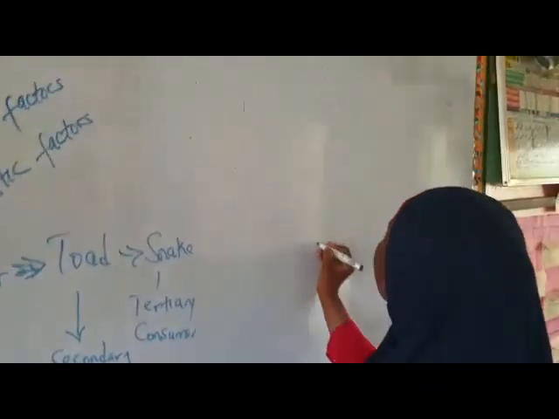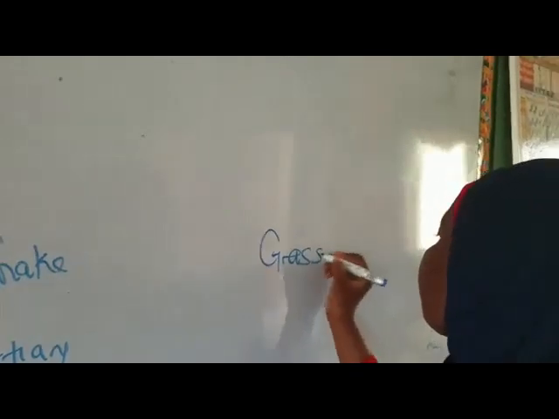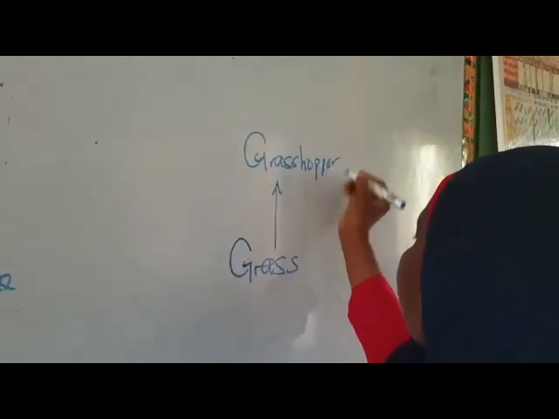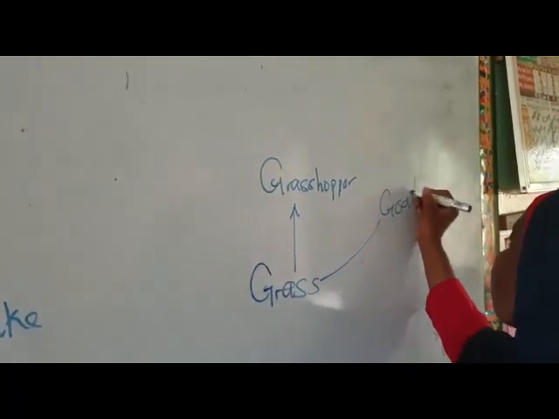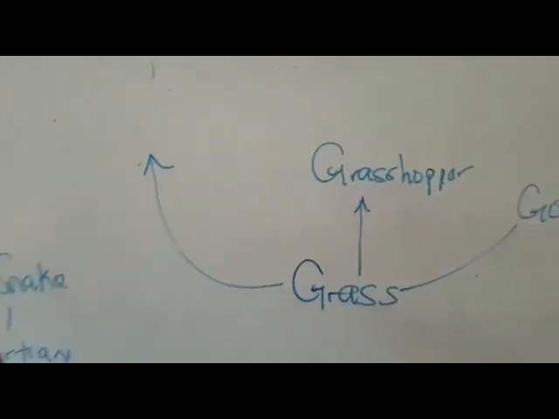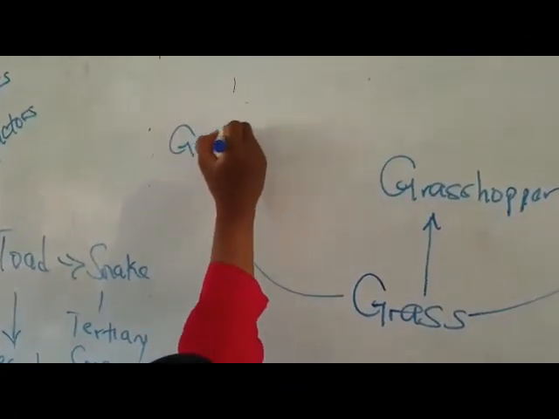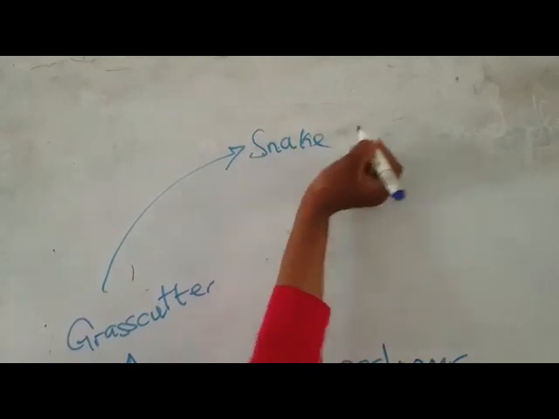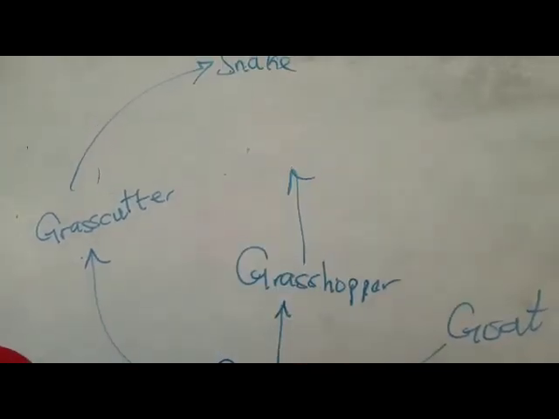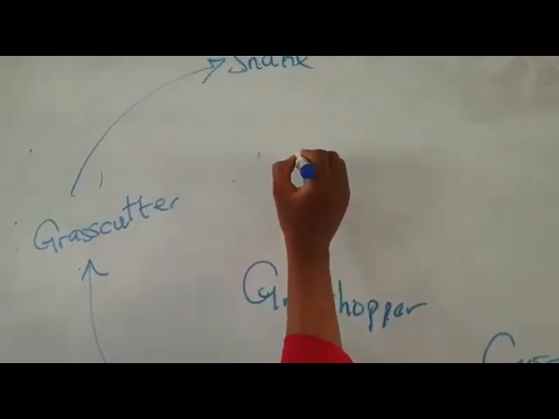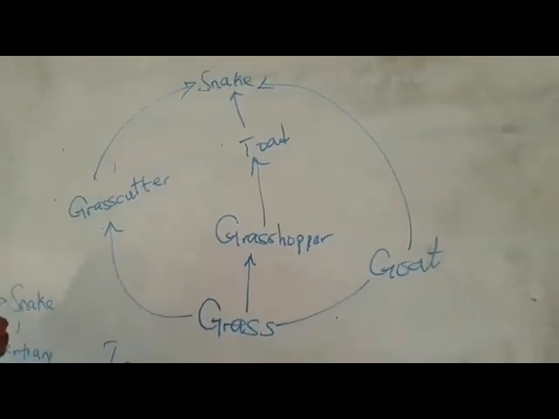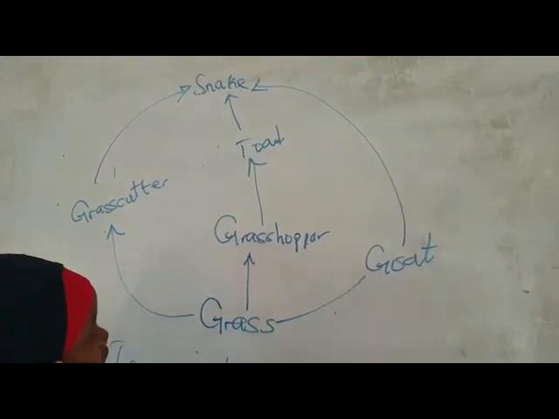I will give you an example here. We have grass eaten by grasshopper. The same grass is eaten by goats. The same grass is eaten by grass cutter. Grass cutter is eaten by snake. Grasshopper is eaten by toad, and this toad is eaten by snake. The goat is eaten by snake. This is an example of a simple terrestrial food web.